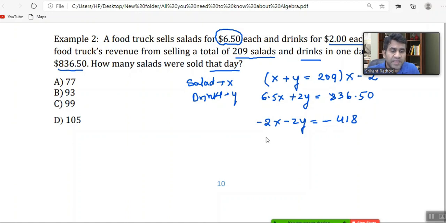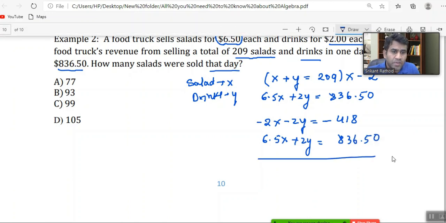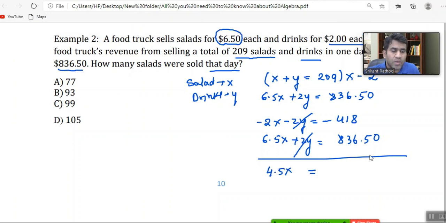So this term is as it is, 6.5x plus 2y equals 836.50. Now you can directly cancel out the y term. So this is plus 2y and this is minus 2y. So what we are getting is -2x and positive 6.5x, which gives 4.5x equivalent to 836.50 minus 418.